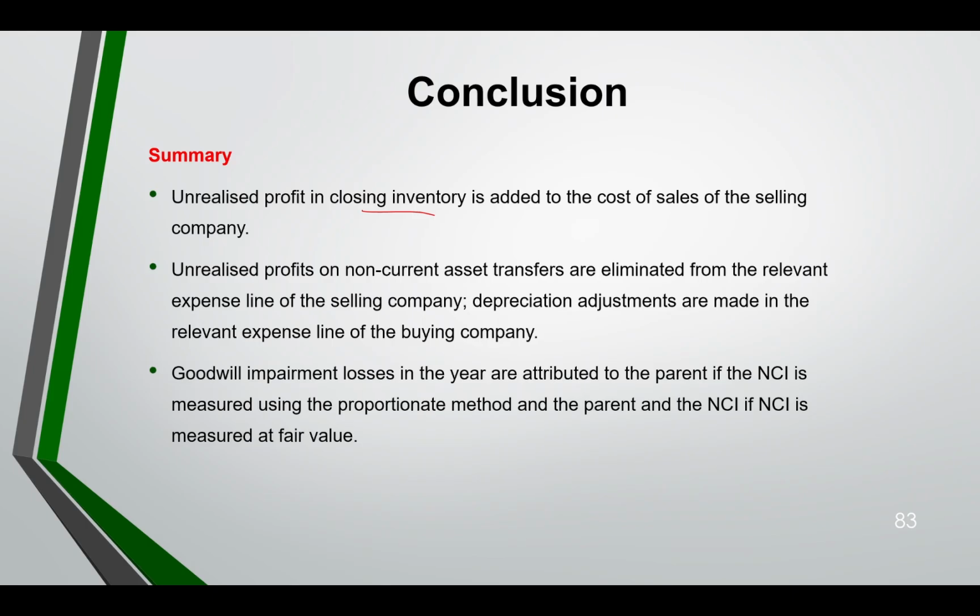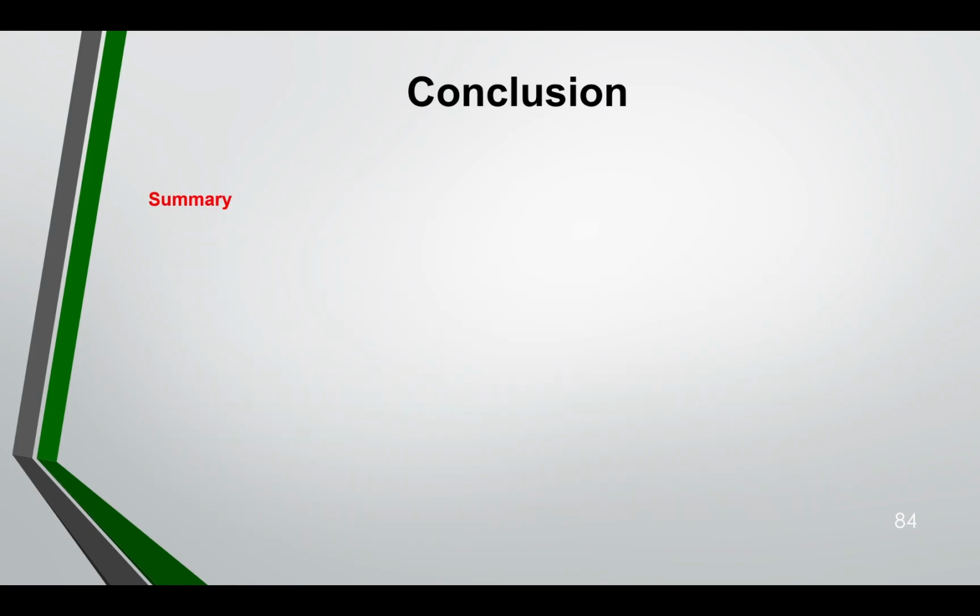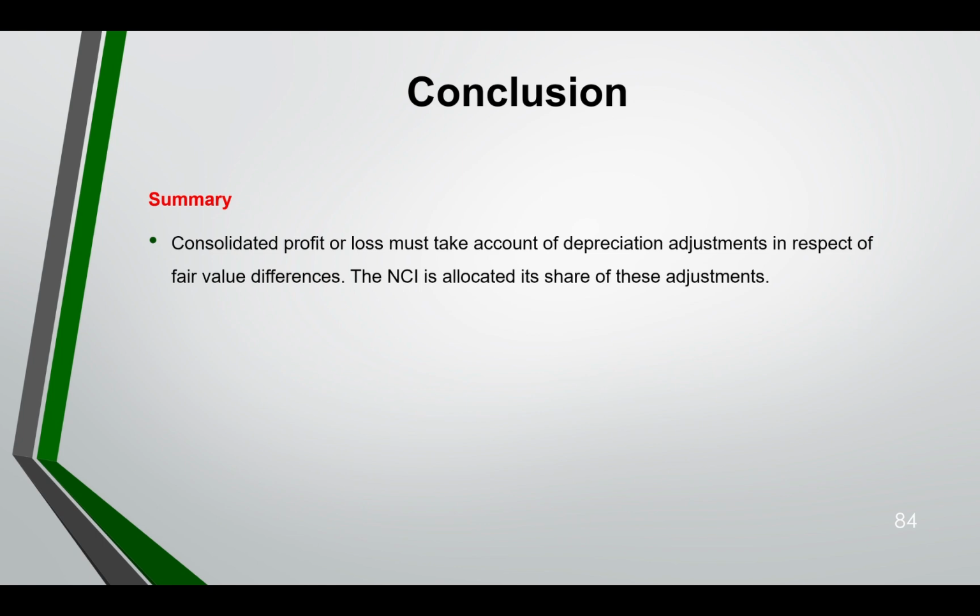Goodwill impairment loss you will allocate among the parent and the NCI, both if NCI is measured at fair value, and only the parent if NCI is measured using the proportionate method. If you are acquiring a subsidiary midway, then you have to prorate your income and expense, because only the post-acquisition income and expense of the subsidiary you will consolidate. Consolidated profit and loss will take into account the depreciation adjustment for fair value differences. Then NCI is allocated its share of this adjustment also.